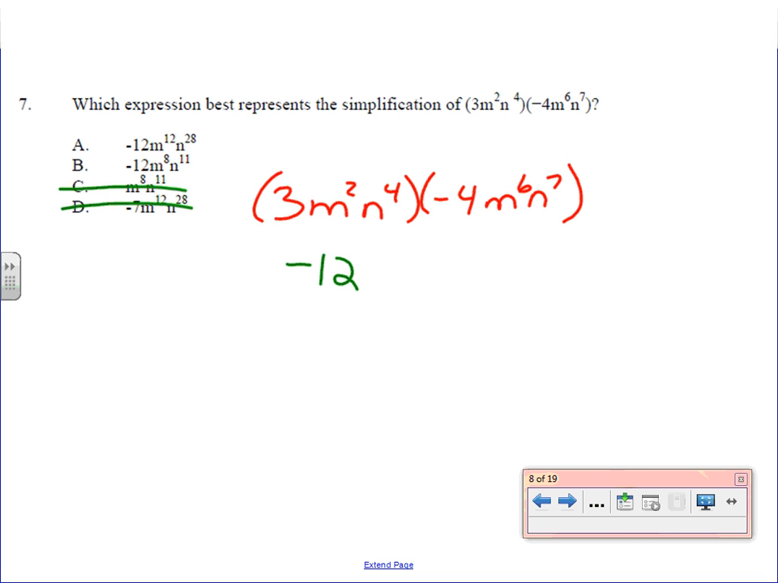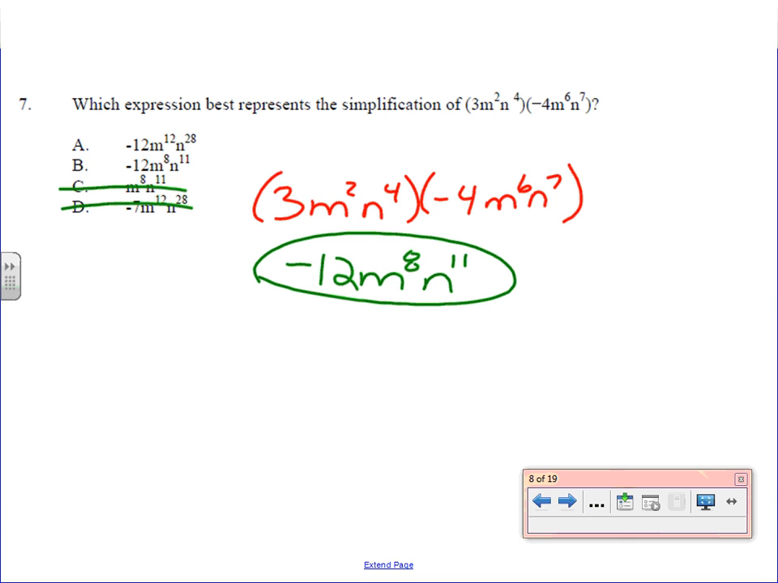So the question is, since we're multiplying, what are we supposed to do with the exponents? Are we supposed to add them or are we supposed to multiply them? Add them. So that's what we're going to do. We're going to add the exponents. So 2 plus 6 would give me 8. So I have m to the 8th power. Do the same thing with n. Add the exponents. 4 plus 7 would give us 11.